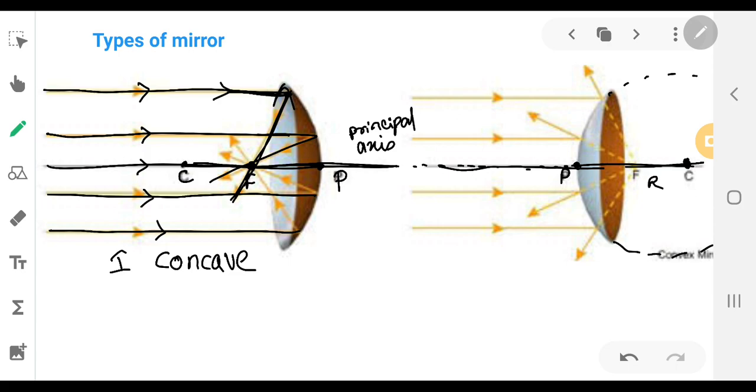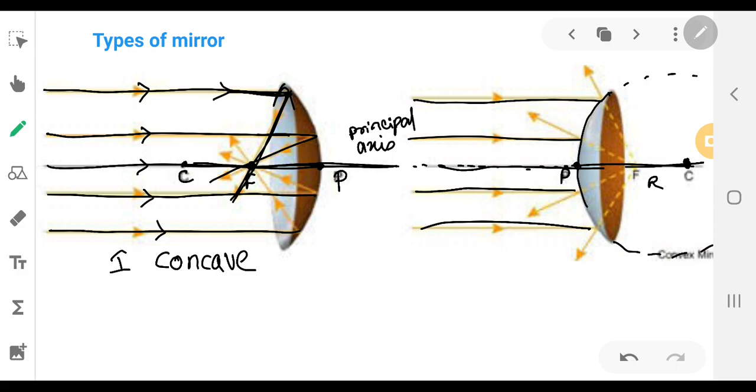Now we'll consider the paraxial rays, meaning rays parallel to the principal axis. First ray parallel to the principal axis, second, third and fourth. Now look at the shape of the reflecting surface. It is in such a way that after reflection, no ray is going to meet the other one.